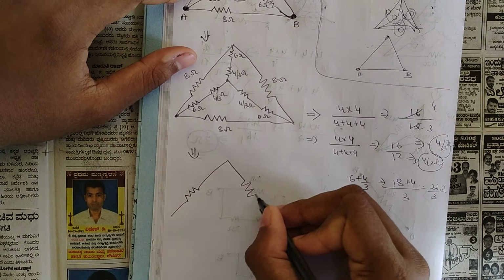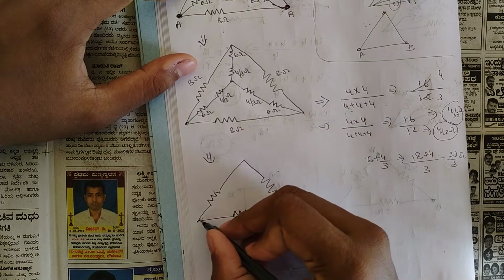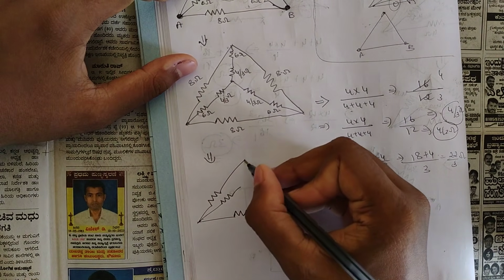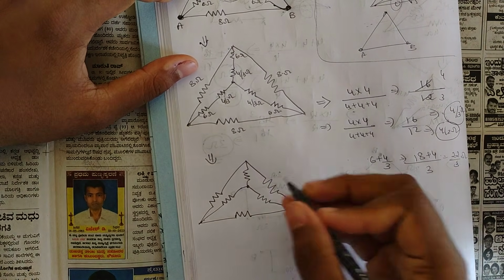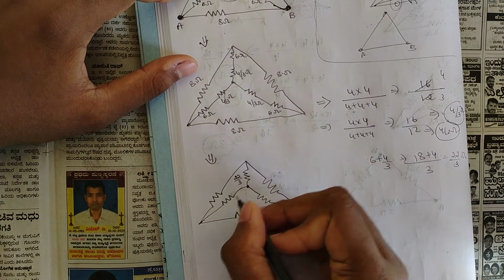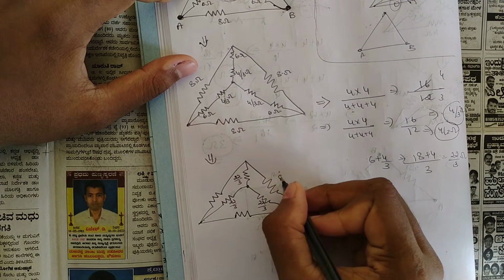So external, all the connections, don't go to touch it. So internally we would be having 22 by 3 ohms. Okay, this is 8 ohm.